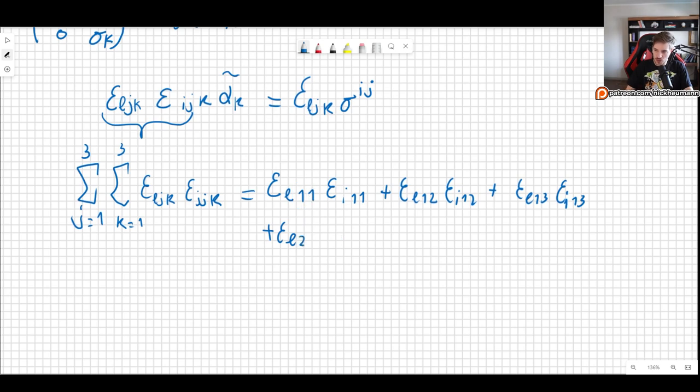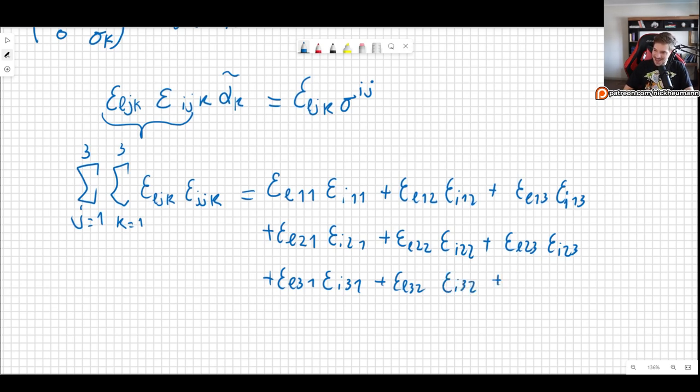So now we go for 2, 1, epsilon i 2, 1, plus epsilon L 2, 2, epsilon i 2, 2, plus epsilon L 2, 3, times epsilon i 2, 3. And finally, epsilon L 3, 1, epsilon i 3, 1, plus epsilon L 3, 2, epsilon i 3, 2, plus epsilon L 3, 3, epsilon i 3, 3.